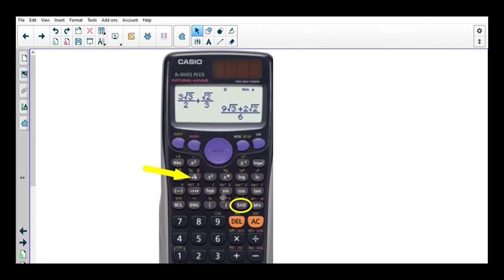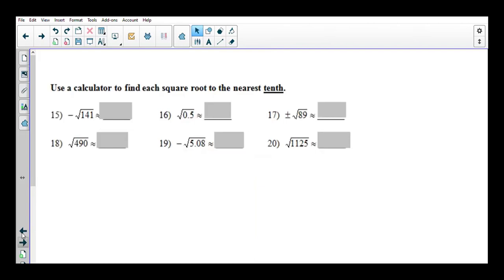But again, it might give you a weird looking answer like this, and you may want a decimal. So you'll hit this button, the S to D button. It'll convert it to a decimal for you. So why don't you try these next 6? You do not need to plug any of these other symbols in, the negatives or the plus or minus. Just plug in the square root, put the symbol on the front.